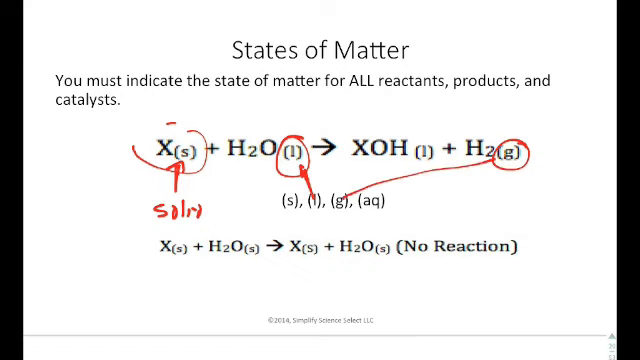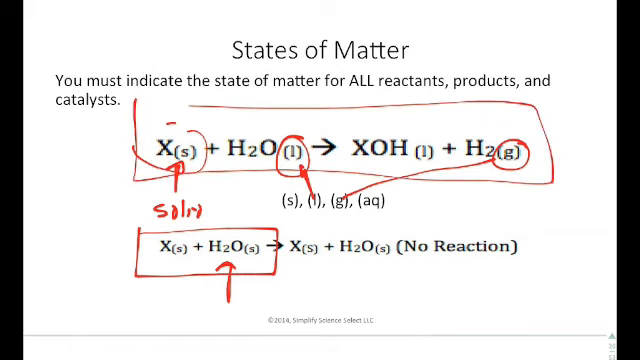It's really important that you be able to specify what state they are in, because if you were to put it in these phases, there's no reaction. This won't happen because water's in its solid form, which we know is ice. So some reactions will occur, some reactions won't occur, even if they're the exact same thing. So it's really important that you specify the state of matter.